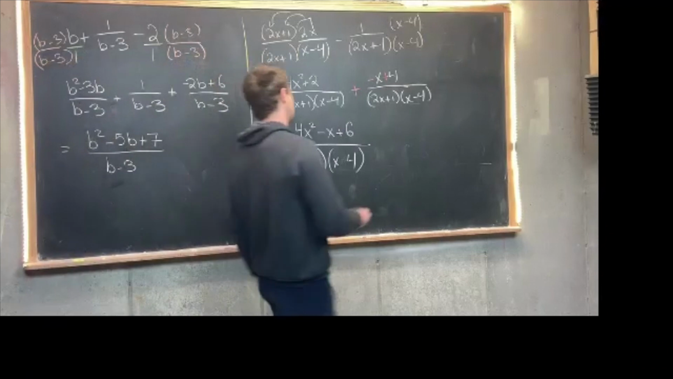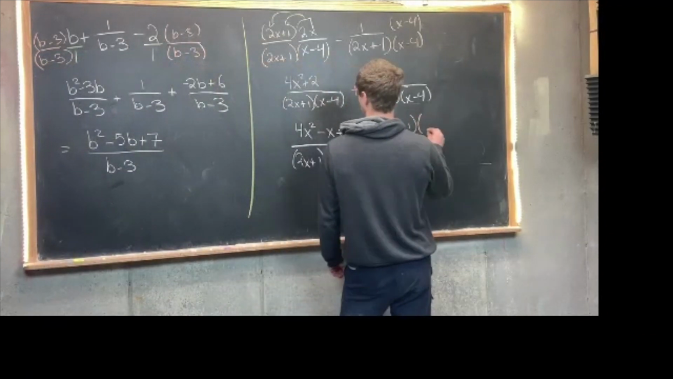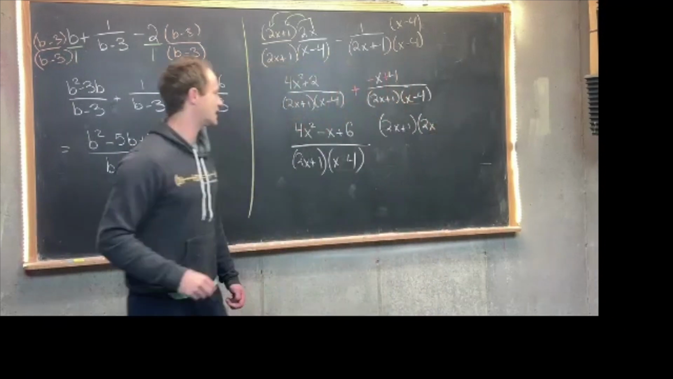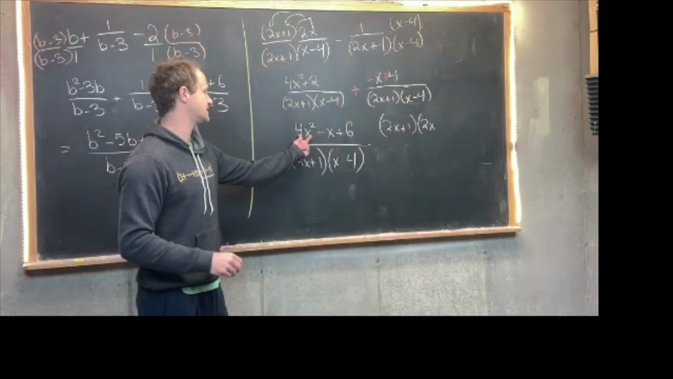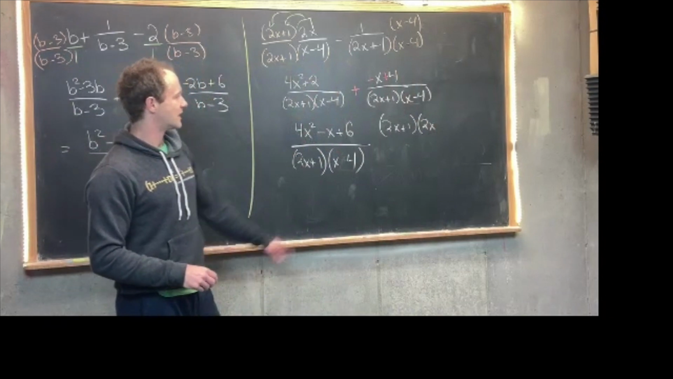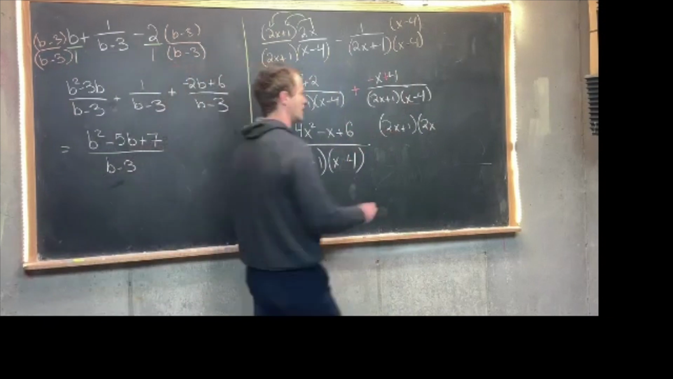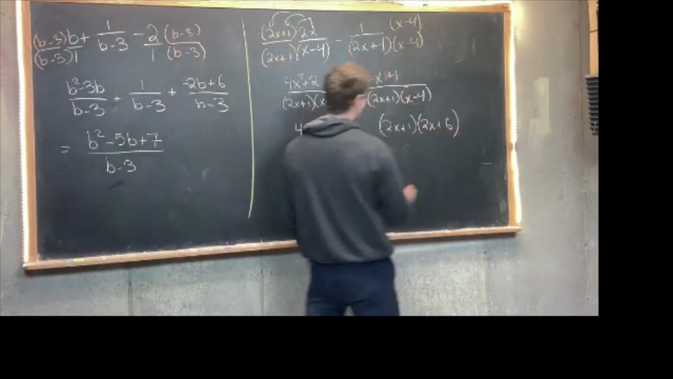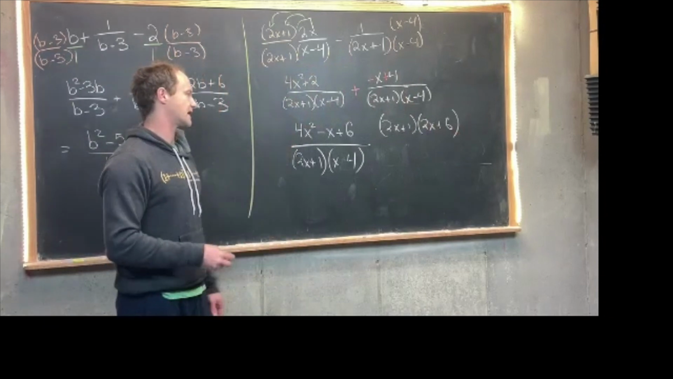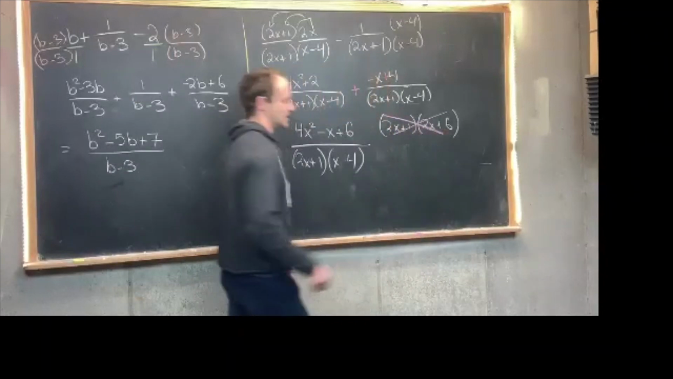So that means we would need 2x plus 1. And then next we would need 2x. Well, let's see what else we would need. So we need another 2x because 2x times 2x is 4x squared. But then if we have plus 1 and then we have a 6 here, then we need a plus 6. But now notice that does not give you 4x squared minus x minus 6. So that is not the factorization.